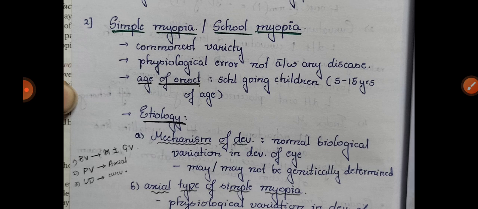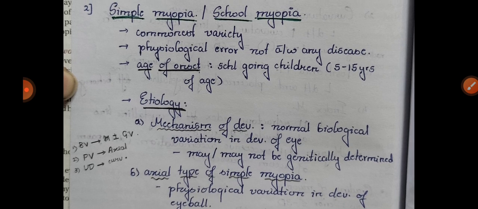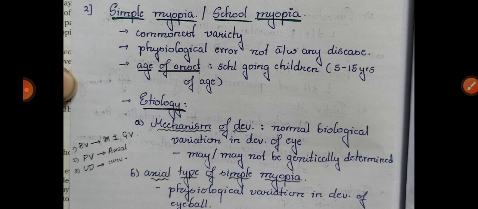Now coming to simple myopia or school-going myopia, it is the commonest variety. Okay, physiological error not associated with any disease. Okay, it is the simple one. It is seen in school-going children. Age of onset is 5 to 15 years of age.